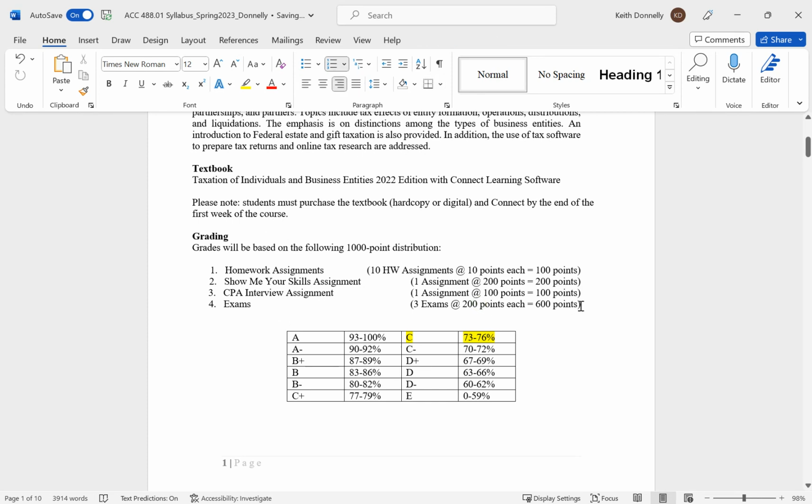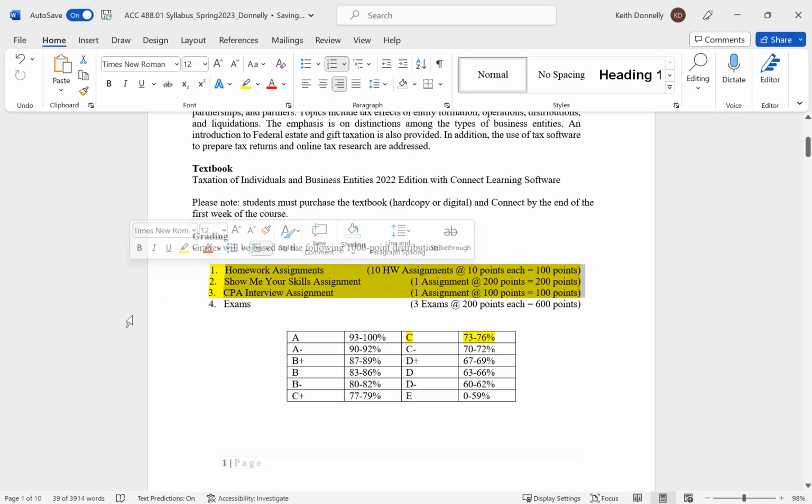So the exams are tough at 60%, but if you're not good at exams, then you need to take advantage of all these other things. The CPA interview assignment, show me your skills, the homework. None of this is about anything but effort. It's between you and you. The homework is there. You can do it in limited times. I'm happy to help. If you want to meet with me, send an invite. CPA interview assignment: find a CPA, show me your skills. These are really meant to help your grade, so take advantage of all of those.